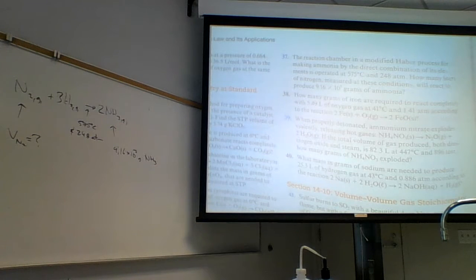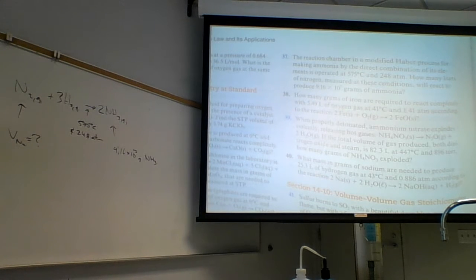So we're going to just use dimensional analysis for this one, starting with 9.16 times 10 to the third grams of ammonia. Then do a gram to mole conversion. Nitrogen is 14.01, and 3 hydrogens give 3.03, which gives 17.04. So a mole of ammonia weighs 17.04 grams, and the grams of ammonia cancel, taking us to moles.